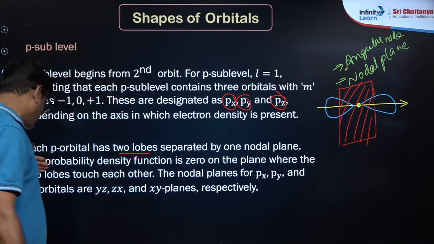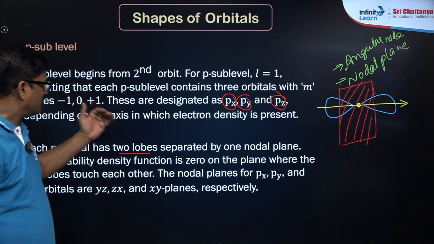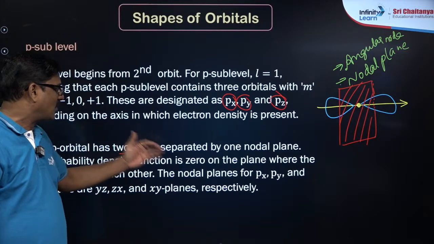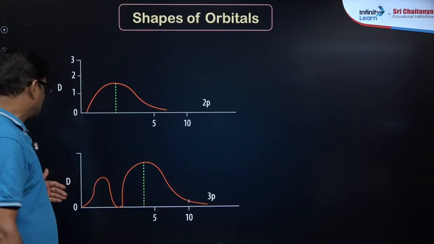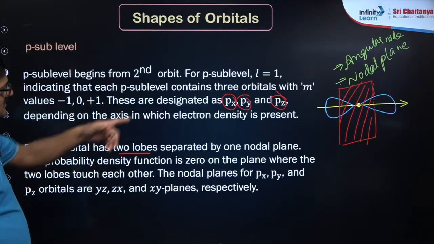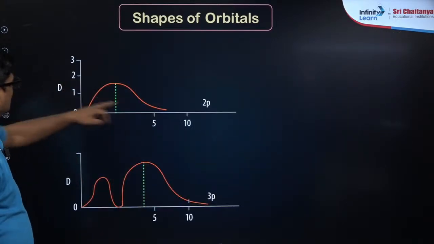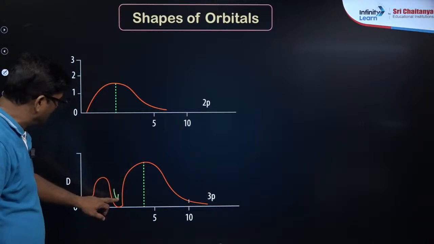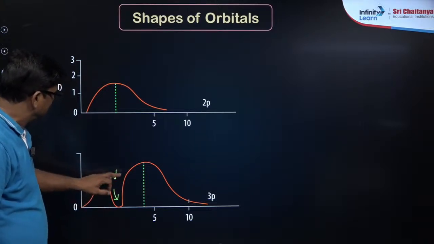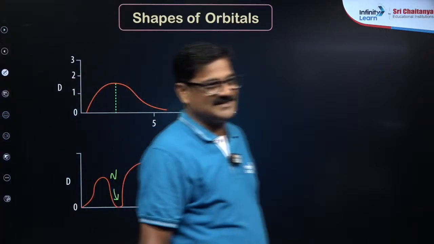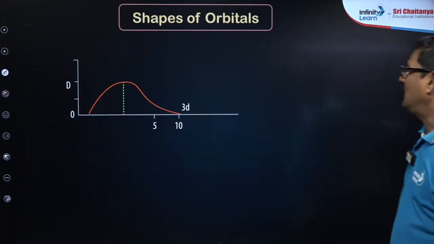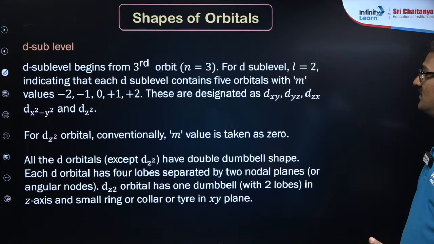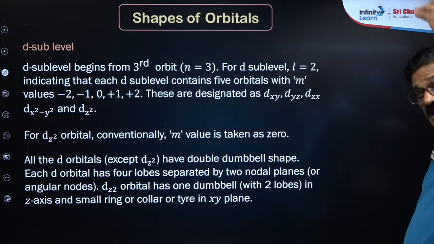Okay, and the probability density function is 0 in the plane where the 2 lobes touch each other. The nodal planes for px, py and pz are shown, and you can see this is your 2p orbital, this is your 3p orbital. Here you will find your node, that is your node. Yes, exactly. And this is your 3d double dumbbell, it is a double dumbbell shape. And the d sublevel begins from shell number 3.